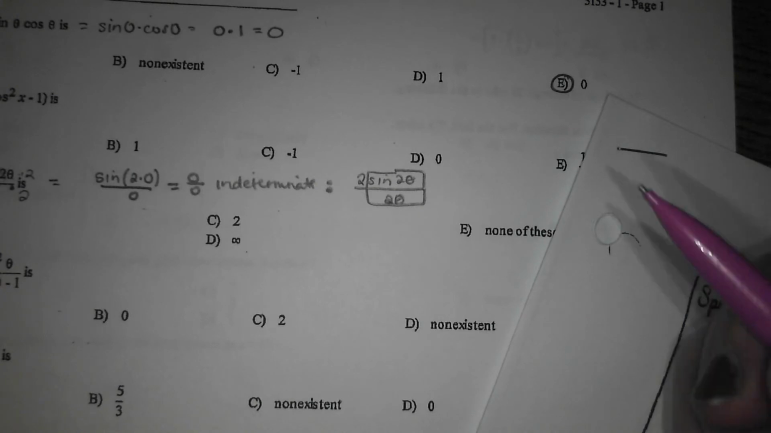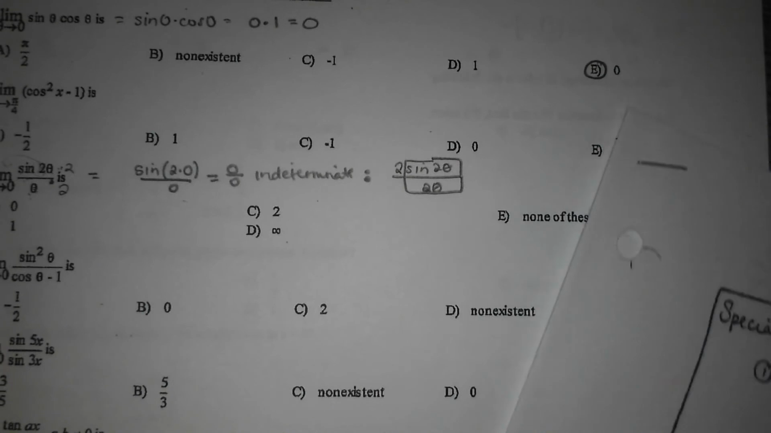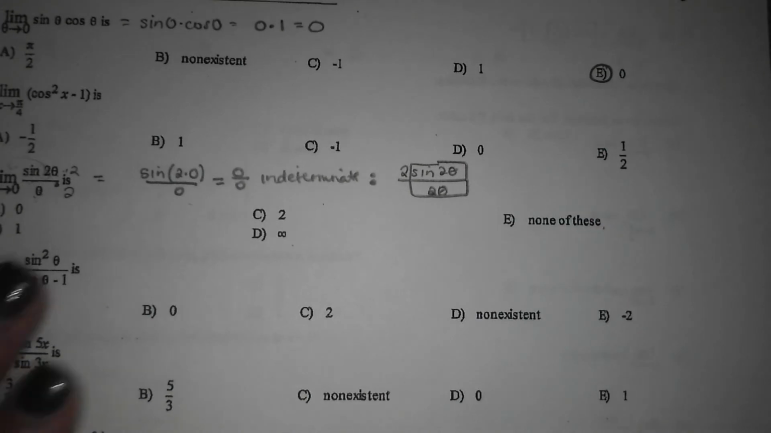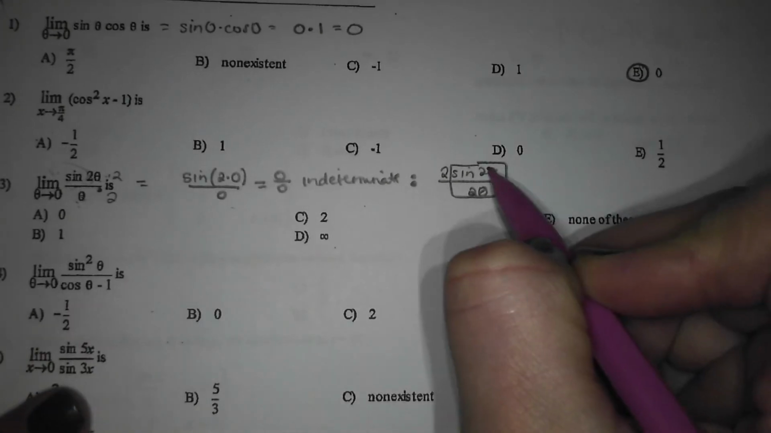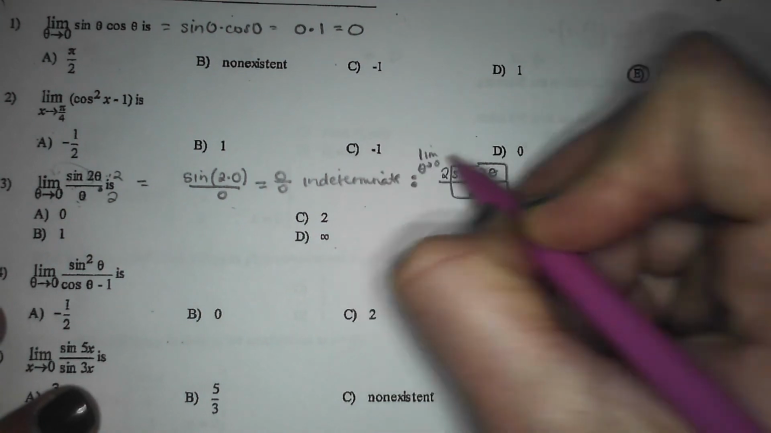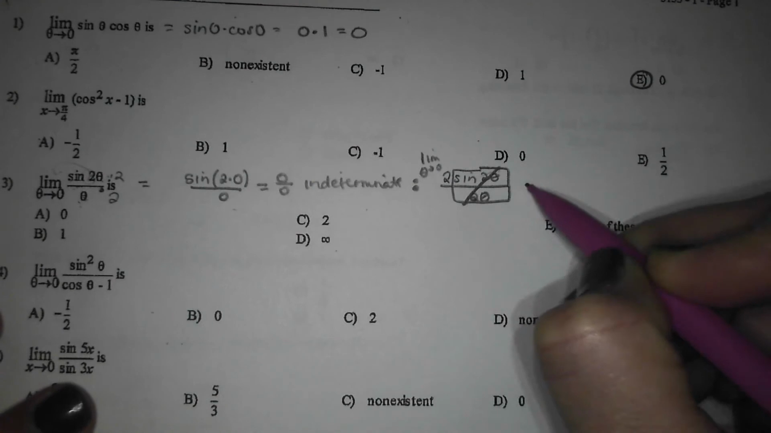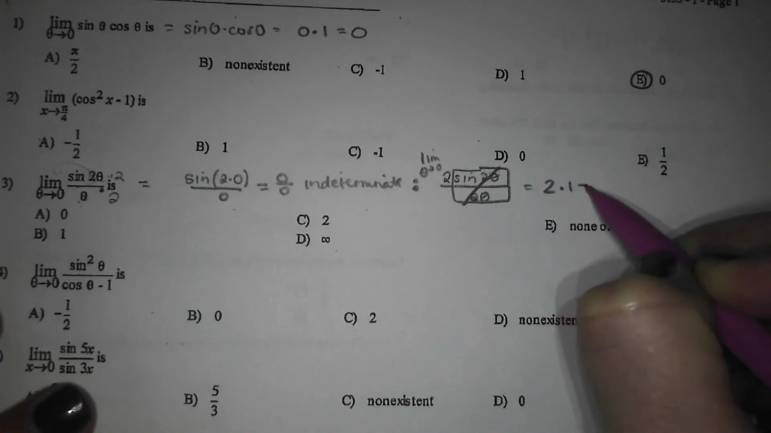Oh, I didn't hear the multiply by 2 over 2 part. Did you say that? Okay. So anyway, when you take the limit as theta approaches 0, this part would be 1, and then it would just be 2 times 1, which is 2. Option C.